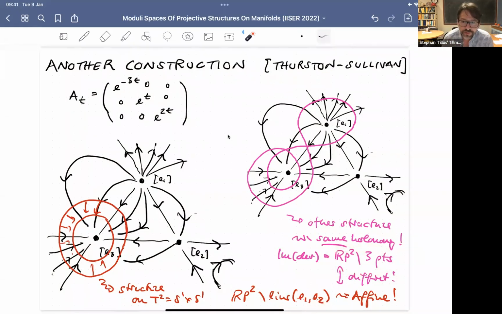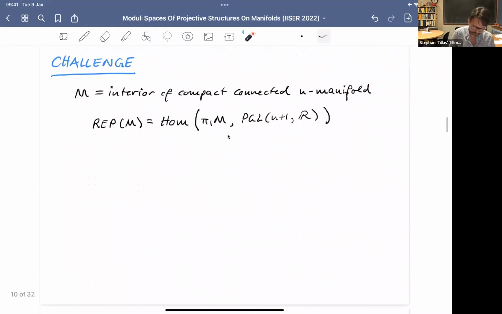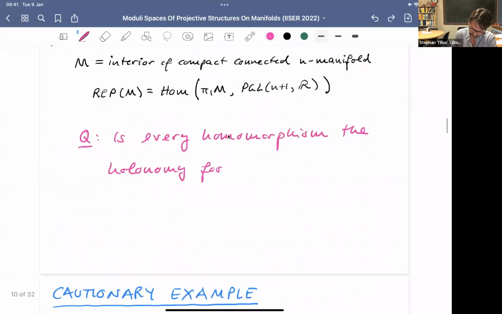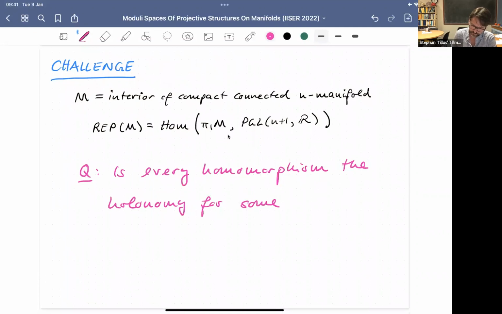So if you generally think about just representations and want to make them into something geometric, that's kind of a challenge. And that's a challenge I really like, but I don't know how to address it. Yeah, so the challenge is, I give you the interior of some compact connected N manifold, and I give you all representations into a projective group of the right dimension. And then the question is, let me formulate it in a slightly positive way. So is every homomorphism the holonomy for some, say, meaningful structure on M?